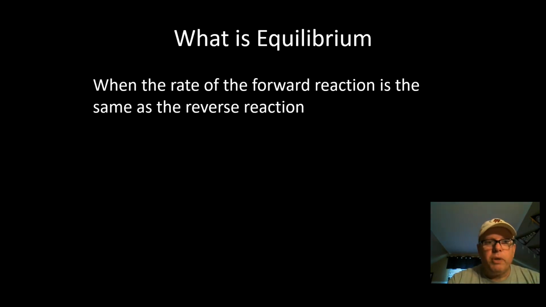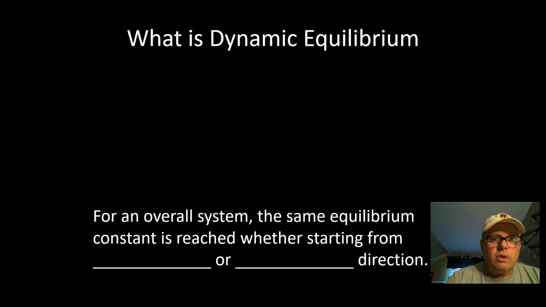So what is equilibrium? It's when the rate of forward reaction is the same as the reverse reaction. So both reactions are running at the same pace at that point. It doesn't mean the concentrations are equal, but it means whatever's being made is equal to whatever is being unmade or going backwards. Now, what is dynamic equilibrium?